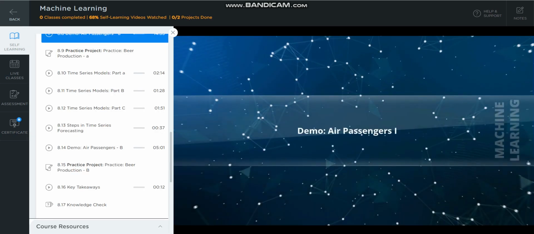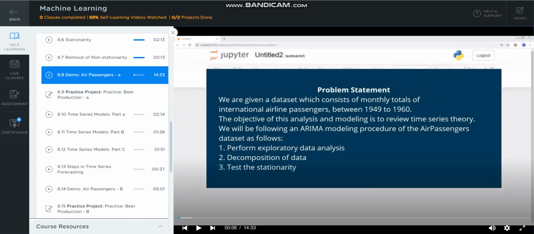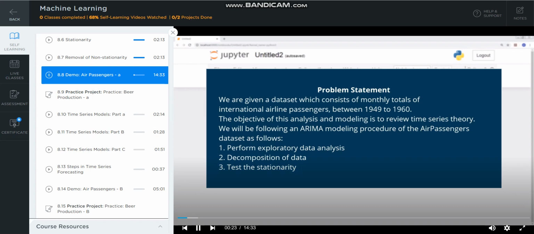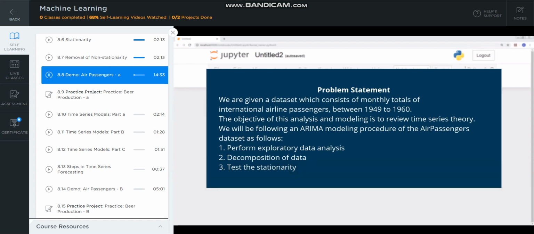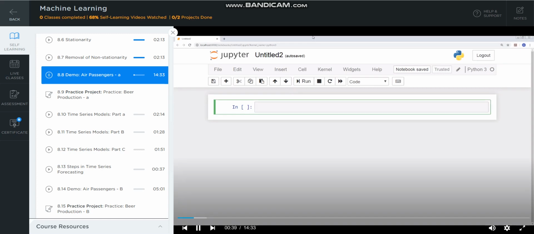Demo: Air Passengers. 1. Problem statement. We are given a dataset that consists of monthly totals of international airline passengers between 1949 and 1960. The objective of this analysis and modeling is to review time series theory. We will be following an ARIMA modeling procedure on the air passengers dataset as follows. 1. Perform exploratory data analysis. 2. Decomposition of data. 3. Test the stationarity.